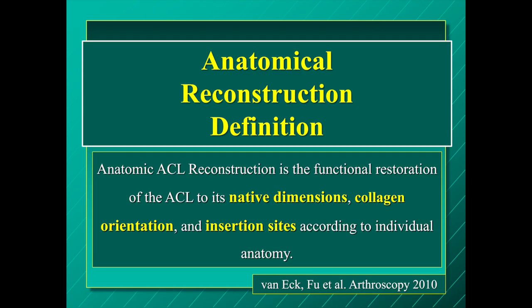And thus, we must understand the definition of anatomic reconstruction. Anatomic ACL reconstruction is a functional restoration of the ACL to its native dimensions, collagen orientation, and insertion sites according to individual anatomy.